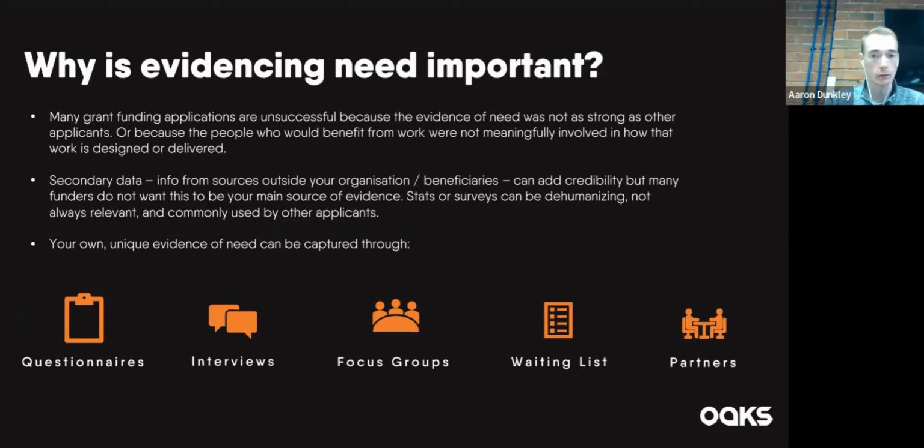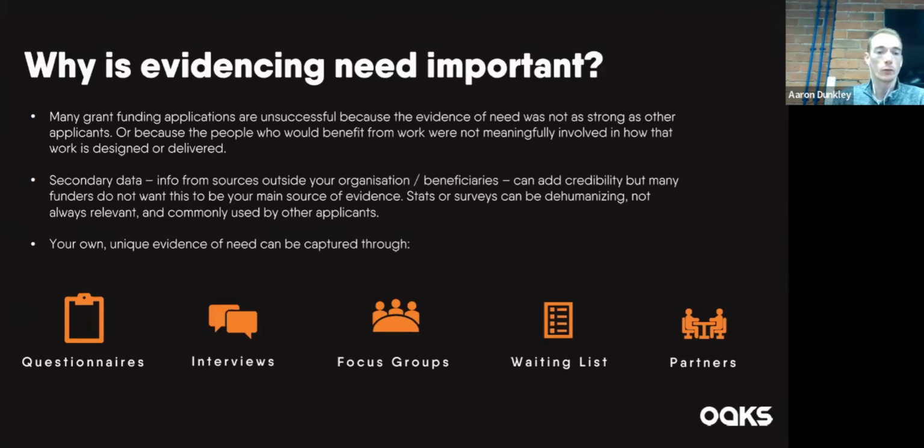An overuse of statistics or surveys can be dehumanizing. People often use statistics or surveys in a way that isn't always relevant for the project they're going to deliver. And the challenge about using statistics is that often you'll get survey statistics from publicly available information, and a funding assessor might read a lot of the same statistics when they're assessing applications at once. So if you're using feedback, views, and consultation with your target audiences directly, that is something that won't be replicated in other applications, and that's what makes it more compelling.